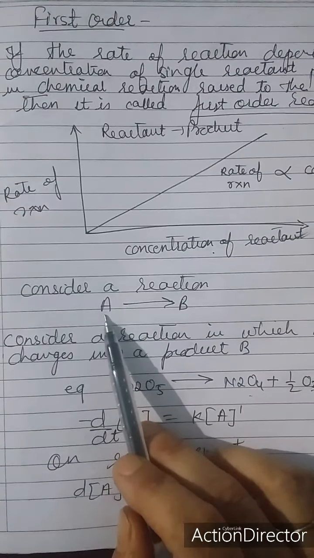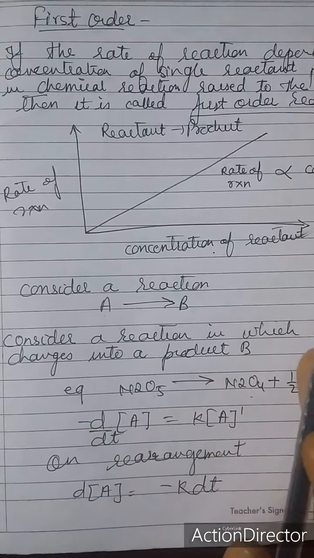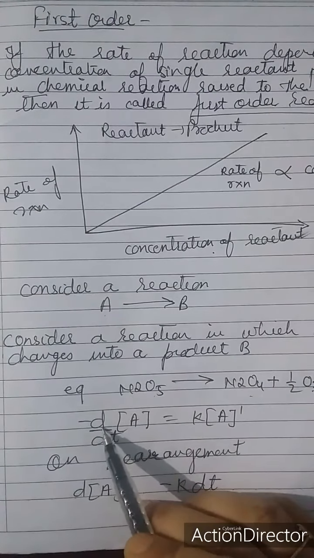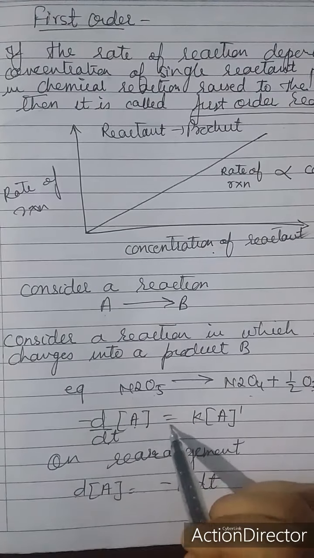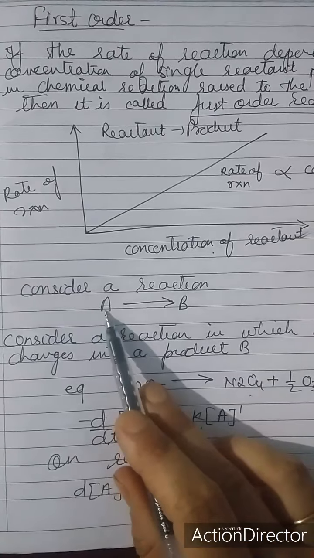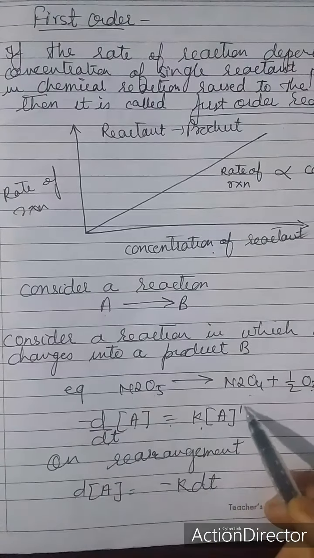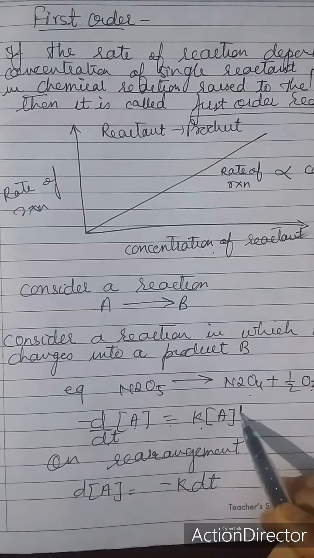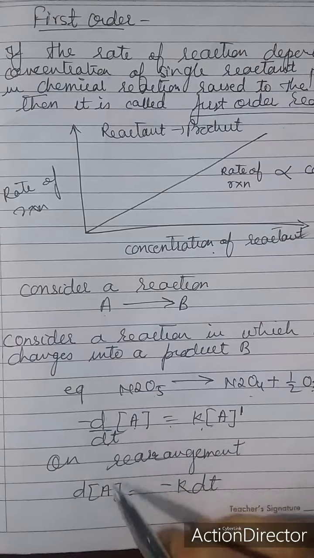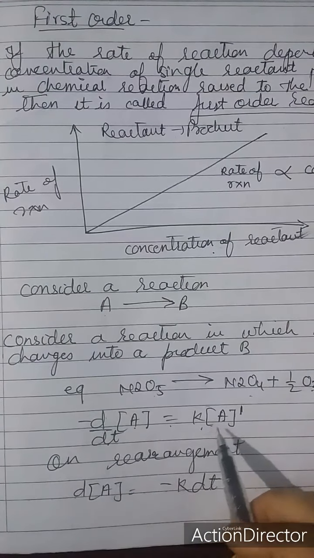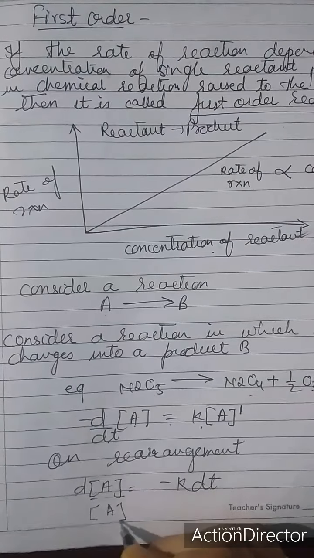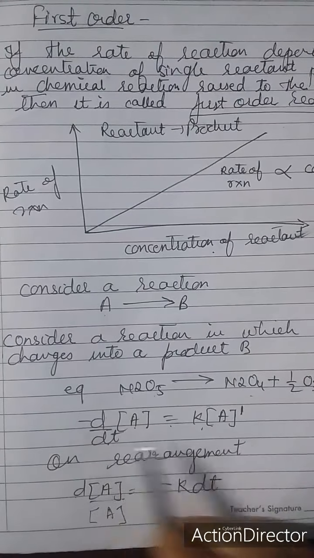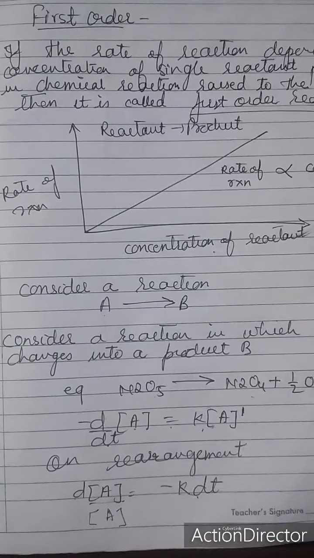So we are considering a reaction in which the reactant A is getting converted into product. So the rate law expression will be -d[A]/dt is equal to k times the concentration of reactant raised to power 1. So take the concentration terms one side. So it will be dA upon A is equal to minus k dt.